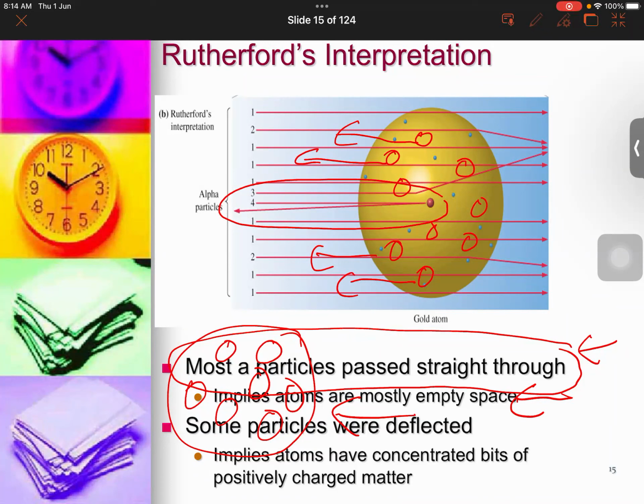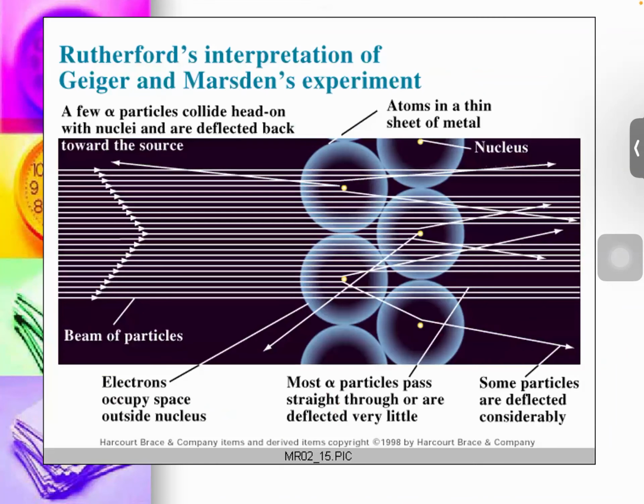A lot of empty space, and in the middle, there is a densely positive charge, which is here. So that is the implication from Rutherford's experiments. This is a process starting from the first scientist and moving on to the second scientist. So this is again the conclusion from the Rutherford gold foil experiment.